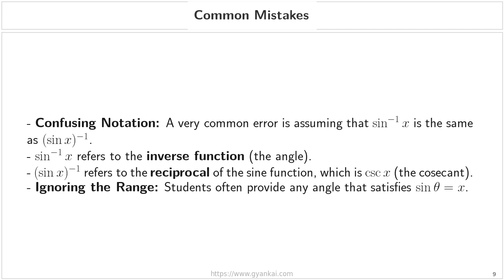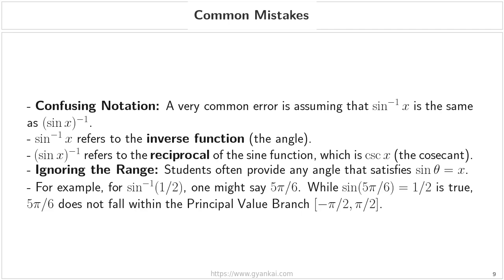The second common error is ignoring the range when calculating the inverse. As we discussed in the earlier slides, the sine function is periodic, meaning multiple angles can produce the same output. A frequent mistake is providing any angle that satisfies the equation sine of theta equals x. For example, if you are asked to find the sine inverse of 1/2, you might be tempted to provide 5π/6 as the answer. While it is mathematically true that the sine of 5π/6 equals 1/2, this is not the correct answer for the inverse sine function.